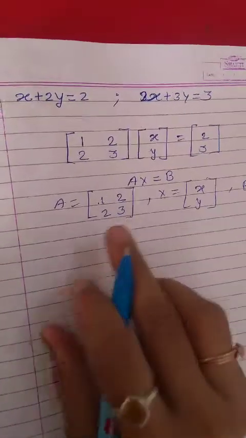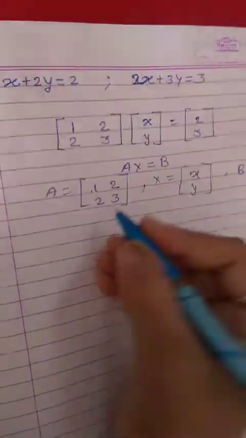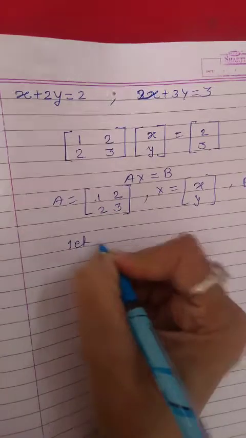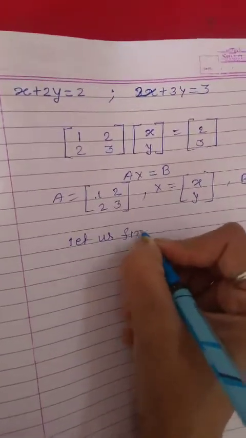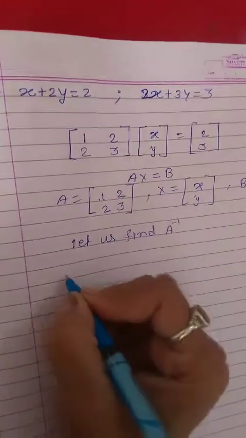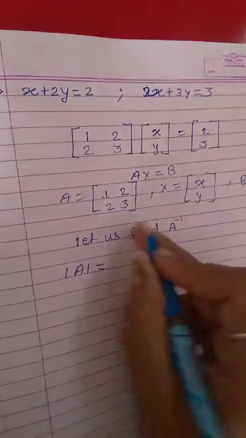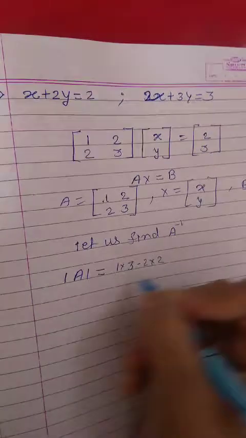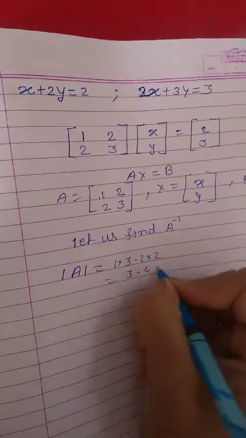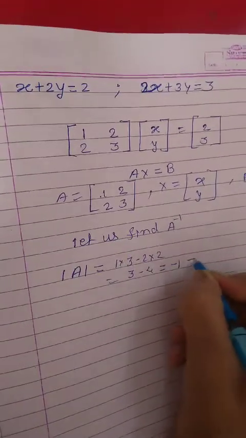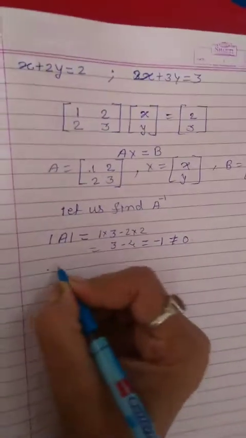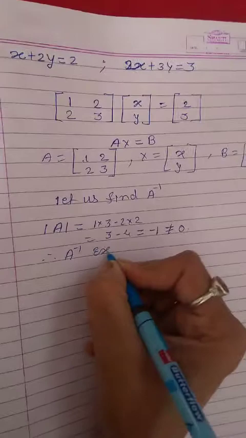So now let us find A inverse. For finding A inverse, determinant of A. Now this is your A. So 1 into 3 minus 2 into 2. So 3 minus 4, which is equal to minus 1, and minus 1 is not equal to 0. Therefore A inverse exists.